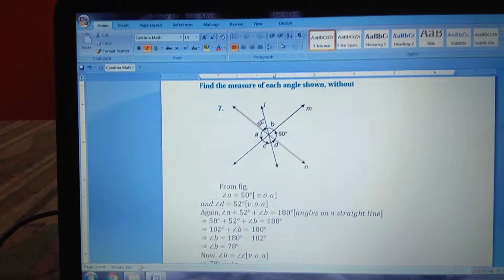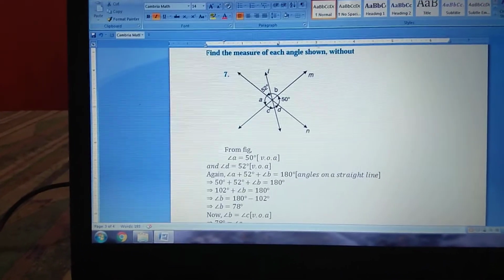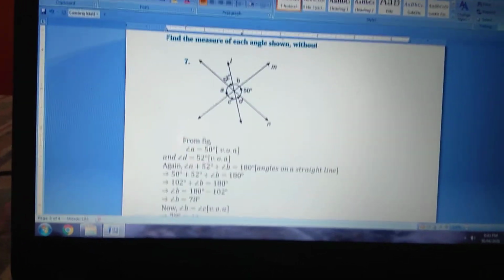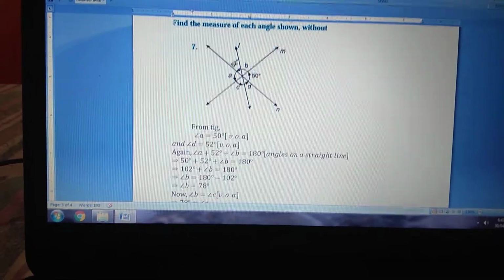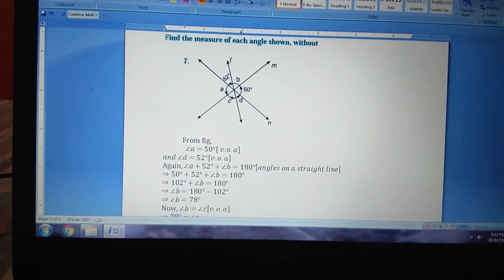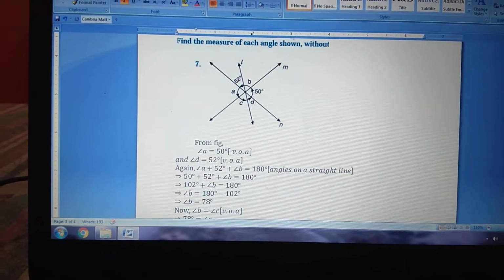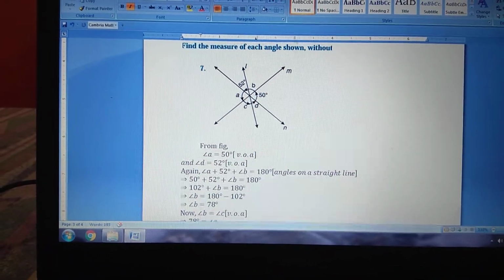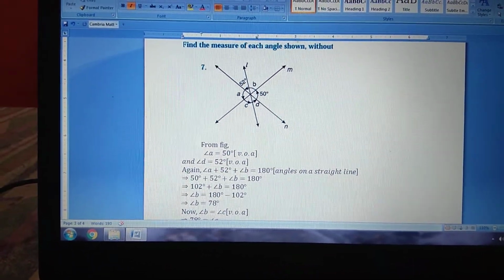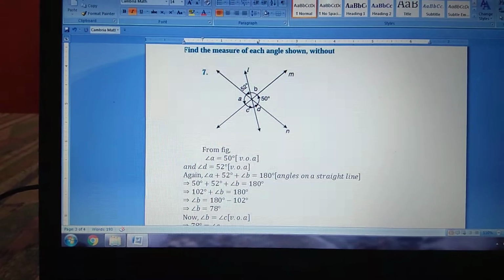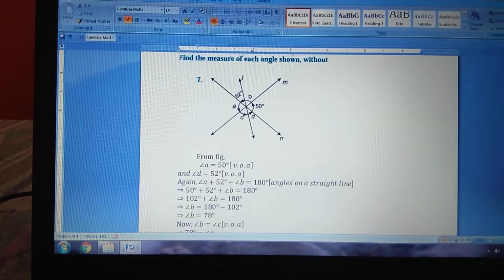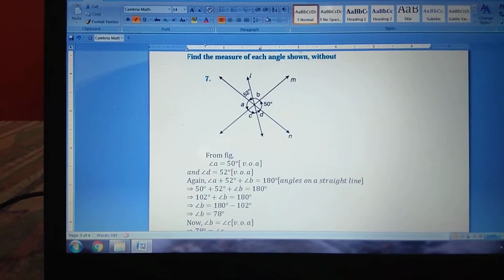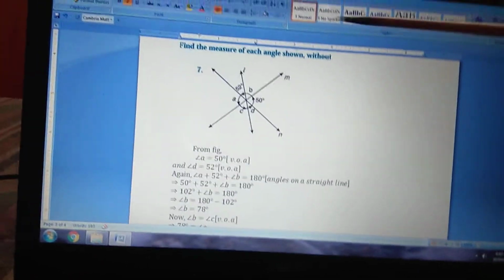In question number 7, 3 lines are intersected at a point. Then also they have found vertically opposite angles. A question may come to your mind: ma'am has told us vertically opposite angles are formed only when 2 lines intersect, but when 3 lines intersect, how are vertically opposite angles formed? So let's have a look.